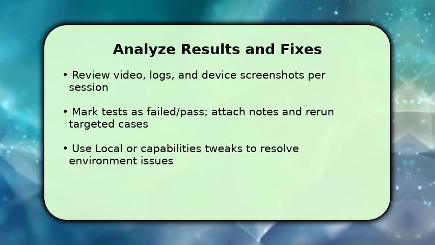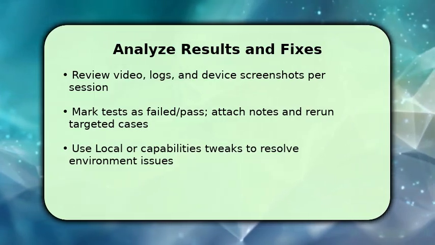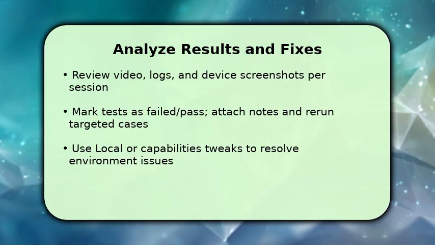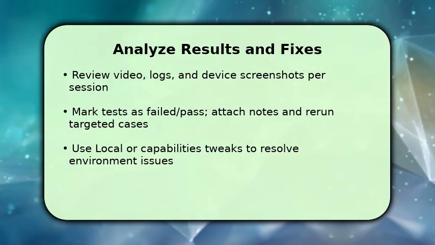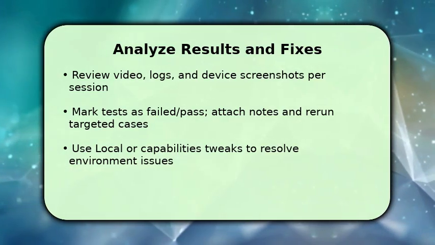Once you identify causes, rerun only affected tests after fixing selectors, waits, or environment settings. Make sure to update desired capabilities to test other OS versions and to validate fixes.